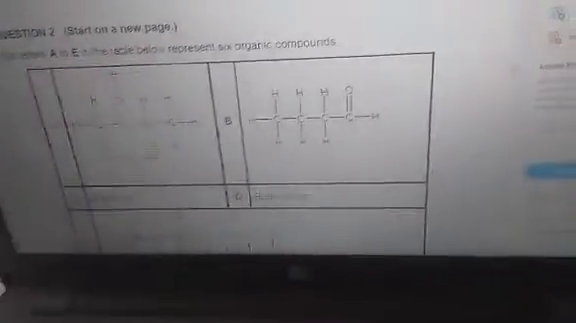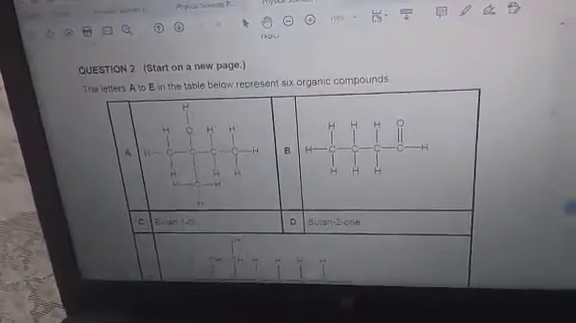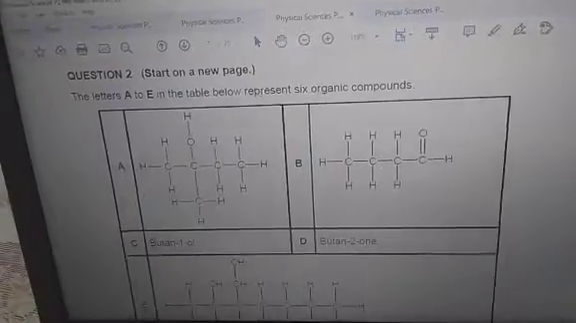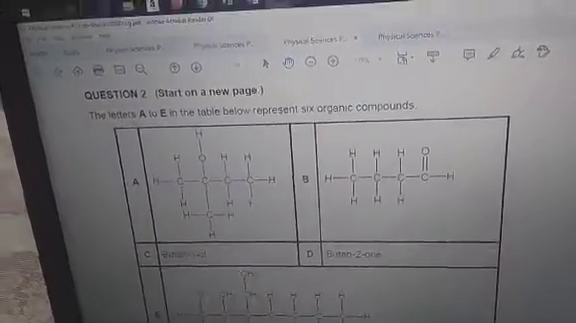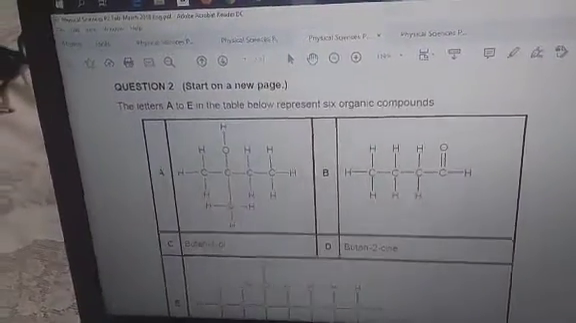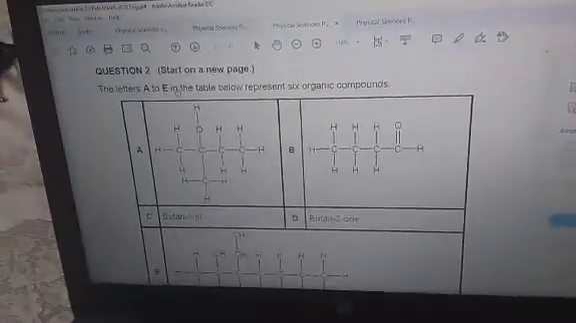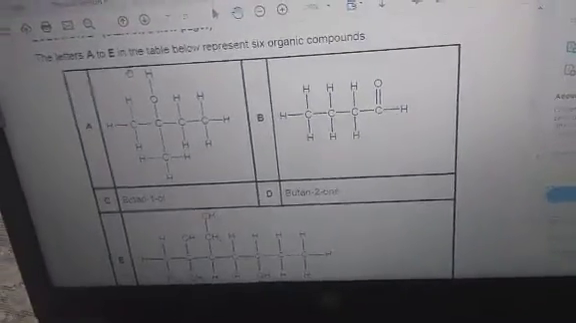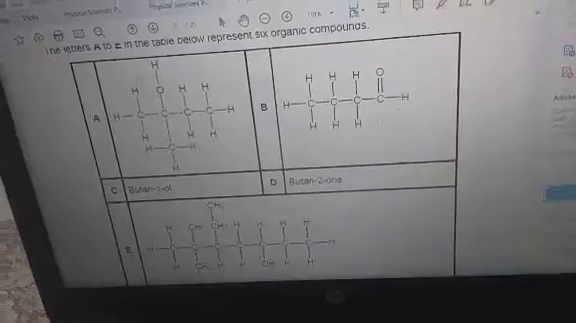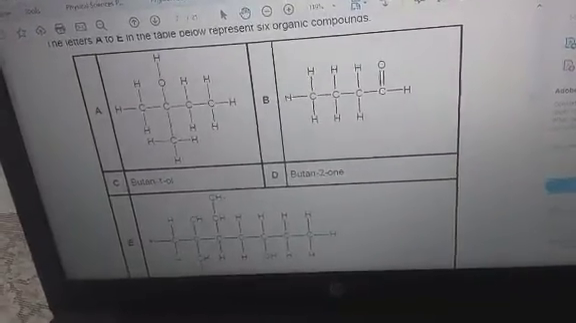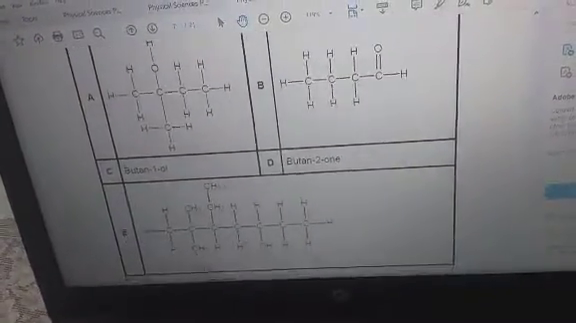Right. Let's start with questions. Maybe I might repeat some of the questions here, but it's fine. It's for understanding. Okay. Here we are given letters from A to E. For six compounds, we have this compound, this one, this one, this one, this one. Okay, what are the questions?